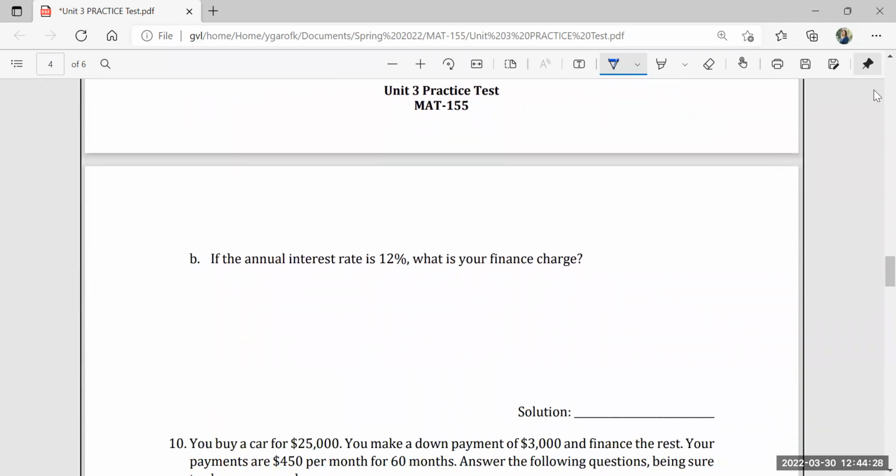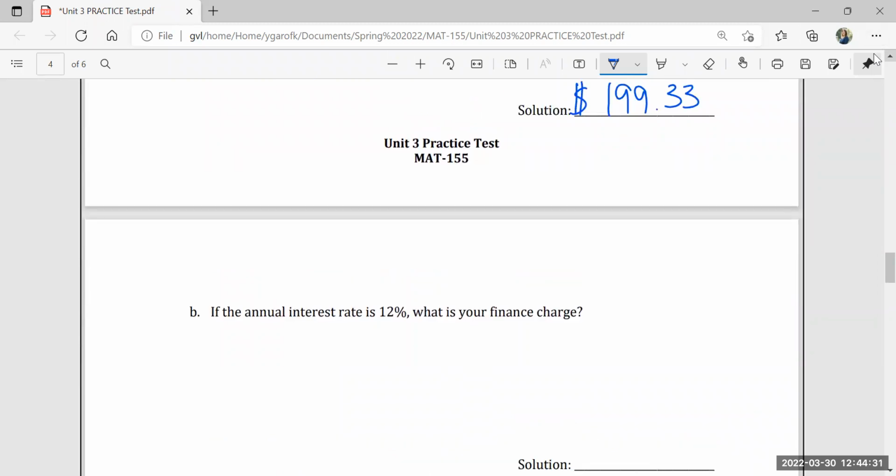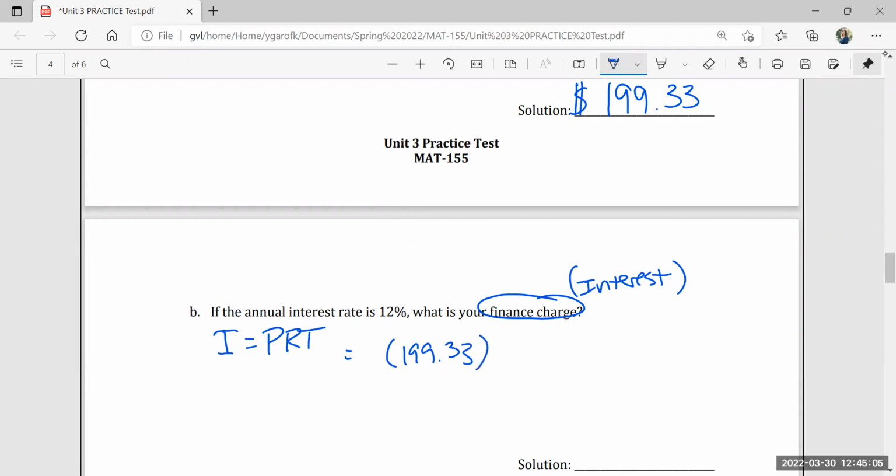Now, if our annual interest rate is 12%, what is our finance charge? Well, remember to find this, you're going to just go back to I equals PRT. Remember, your finance charge is nothing more than your interest. So here, when you do this, the P is going to be your average daily balance. So we're going to have $199.33.